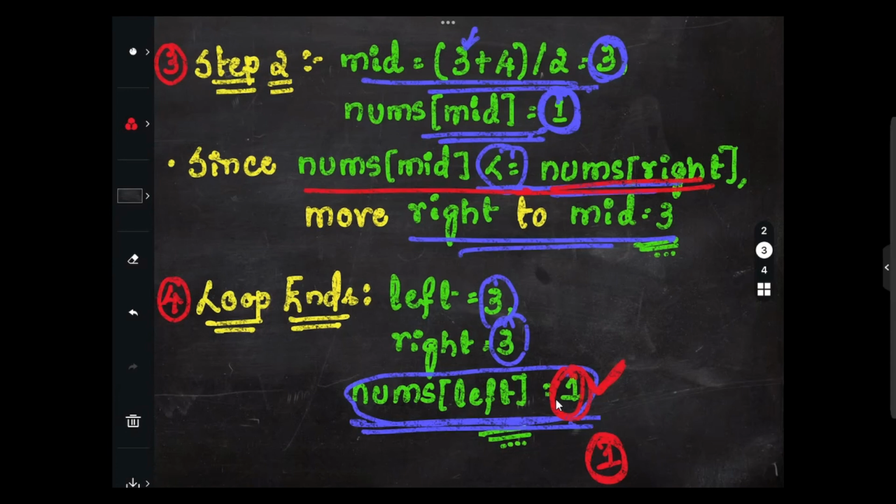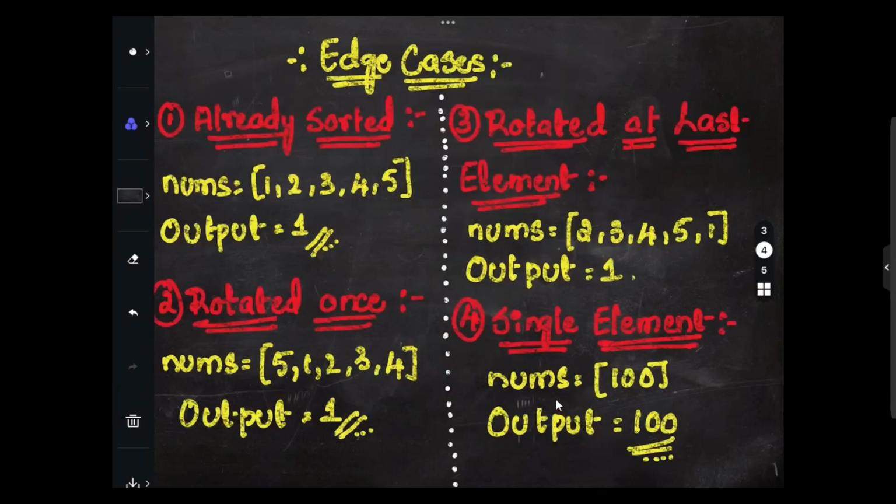So as we are familiar with the approach, let's discuss the edge cases one by one quickly. The first edge case is already sorted. Here you can clearly see all the elements are sorted in ascending order. So the output will be 1 in this case. Why? The first element is the minimum as the array is sorted.